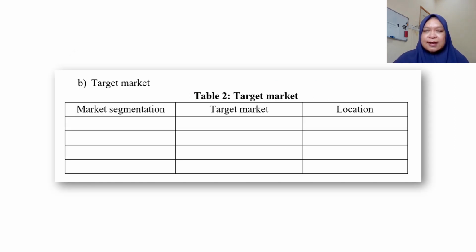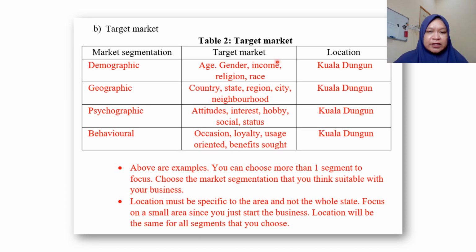Next is part B, the target market. Here in part B we have table 2: market segmentation, target market, and also location. When you do the target market, you straight away draw table 2. Table 2 here is an example of how to do it.